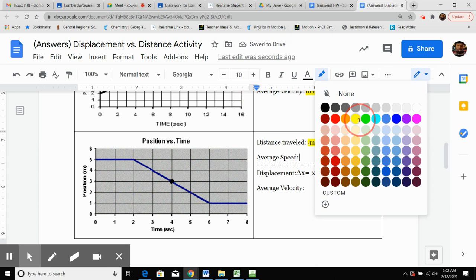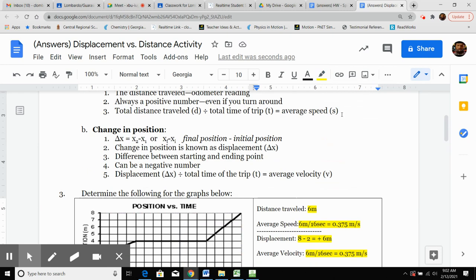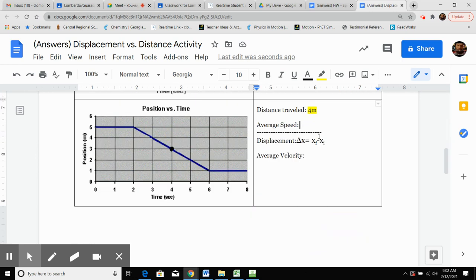Okay, well, what about average speed? Again, average speed is the total distance divided by total time. Well, we only moved a total of 4 meters, so 4 meters divided by 8 seconds this time. That is going to be 0.5 meters per second.